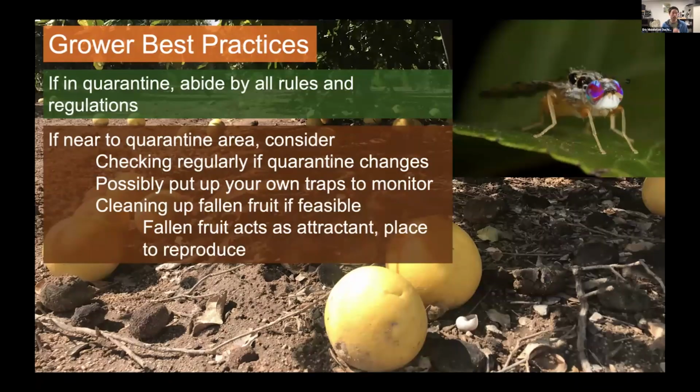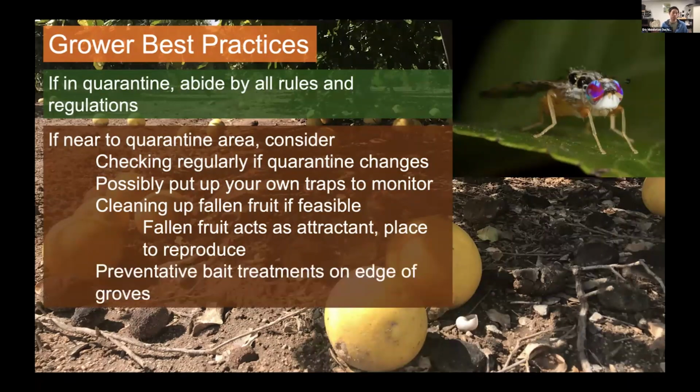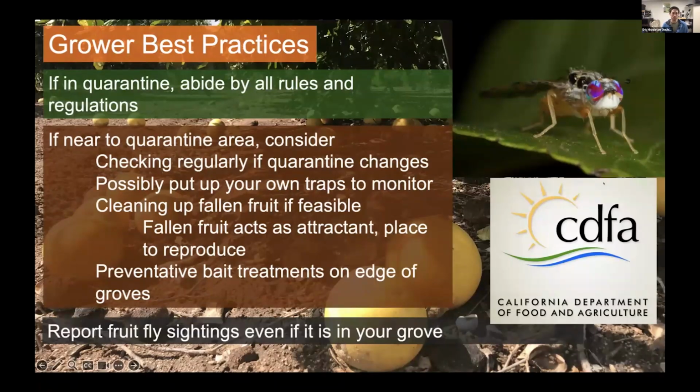If it's feasible, cleaning up fallen fruit is definitely a good preventative measure. Don't be like the picture in the background here if you can, although I understand that can be quite difficult in many cases because fallen fruit acts as an attractant. It's a place to reproduce, but it's also a big hassle to clean up sometimes. Preventative bait treatments on the edge of your groves might also be a good idea. Putting out some of that GF-120 NF Naturalyte, the spinosad bait with an attractant, can help prevent them from establishing in the first place.